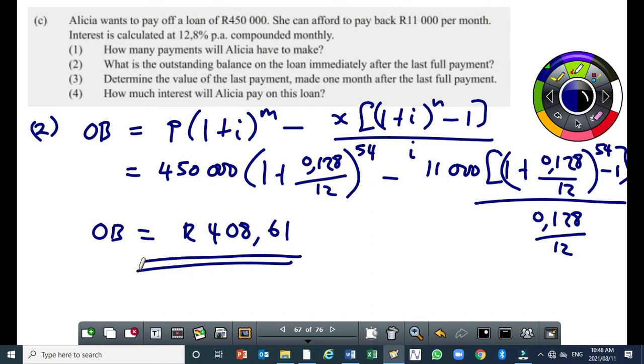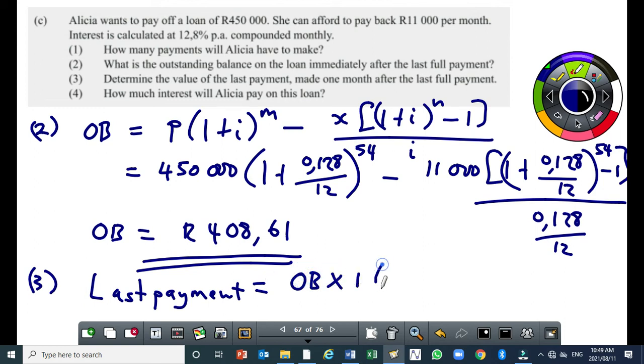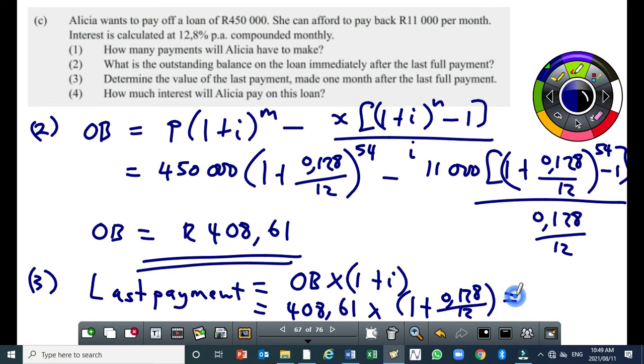Okay? So, remember, for us to calculate the last payment, we need the value for the outstanding balance. Remember that. So, for 3, our last payment is going to be equal to the outstanding balance times 1 plus i. Okay, so in this case, it's going to be 408.61 times 1 plus 0.128 over 12. What answer do you get?